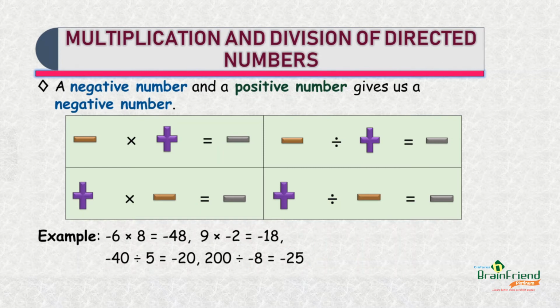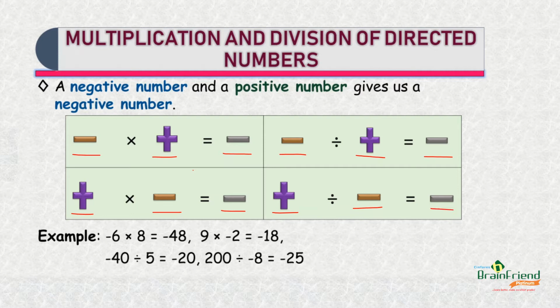Finally, the last guideline when multiplying and dividing directed numbers is that a negative number and a positive number gives us a negative number. That is, minus multiplied by plus is equal to minus, and plus multiplied by minus is equal to minus. Minus divided by plus is equal to minus, and plus divided by minus is equal to minus.